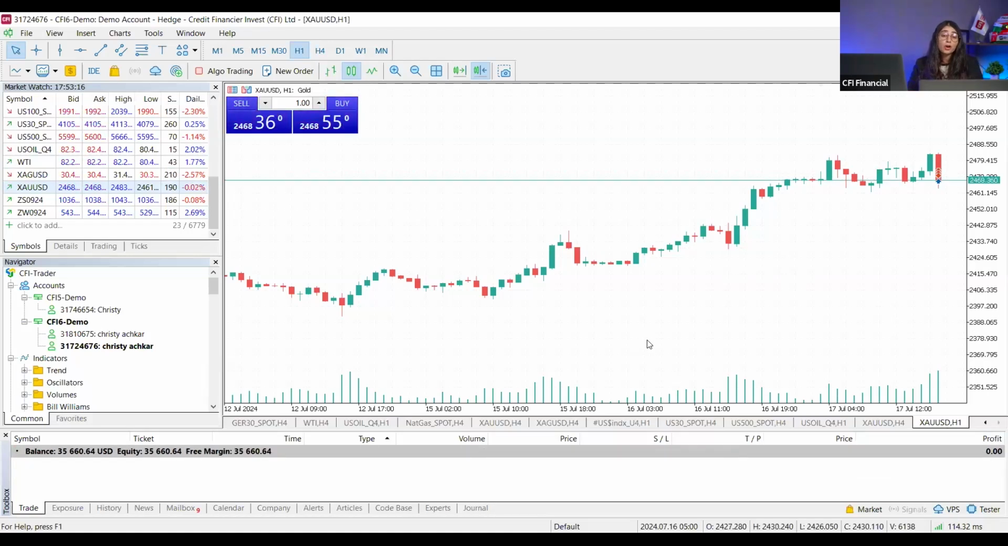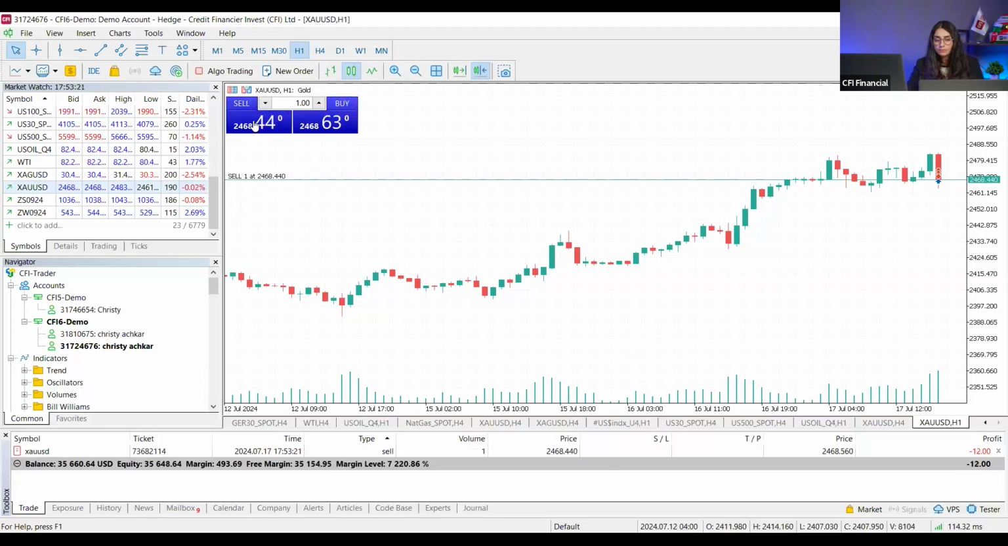Now we have something called partial closure. Let's say I sold, and now I have a profit of approximately $20. I am able to close it halfway. I would take the $10 profit that I made, put it in my balance, and keep the other $10 trading.